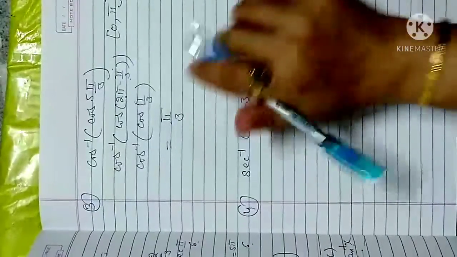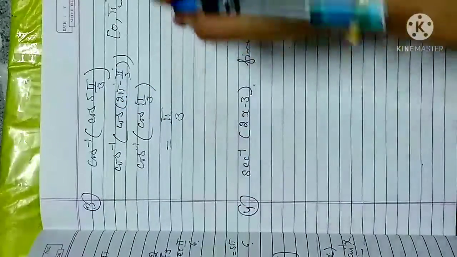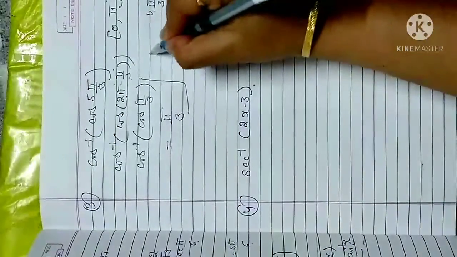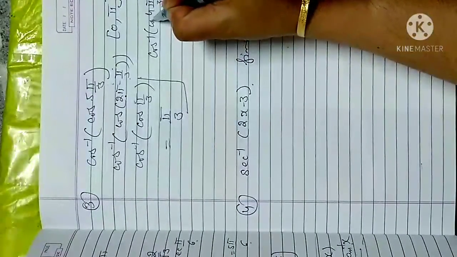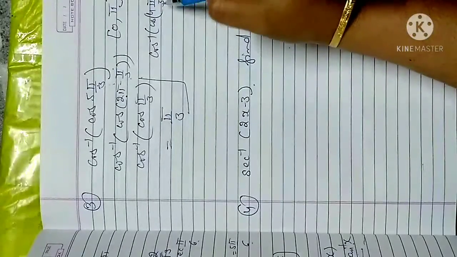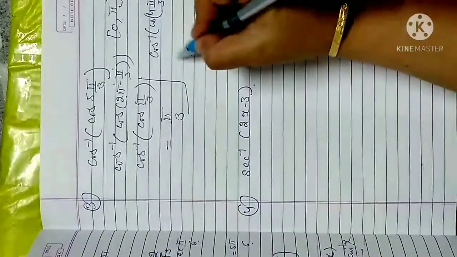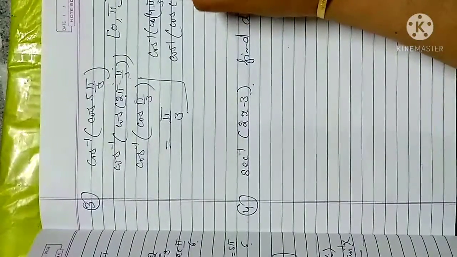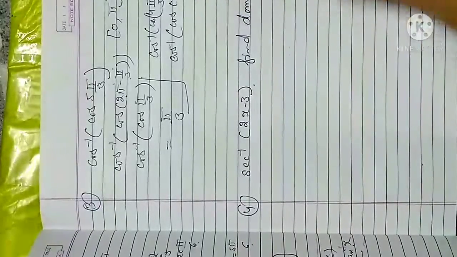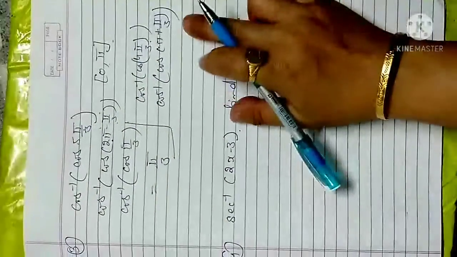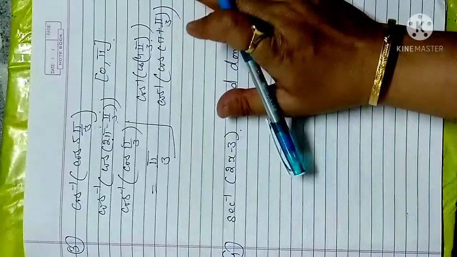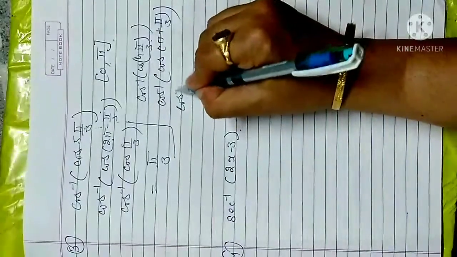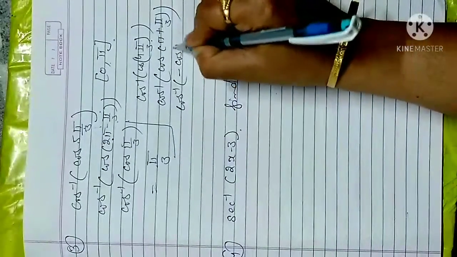Suppose in some question, instead of 5 pi by 3, it is 4 pi by 3. Suppose this type of question is there, cos inverse then cos 4 pi by 3. Still it does not lie between 0 and pi, so what you will do, you split 4 pi by 3 into pi plus pi by 3. Now this is 180 plus theta, which means third quadrant, cos theta is negative, so that is minus cos pi by 3.